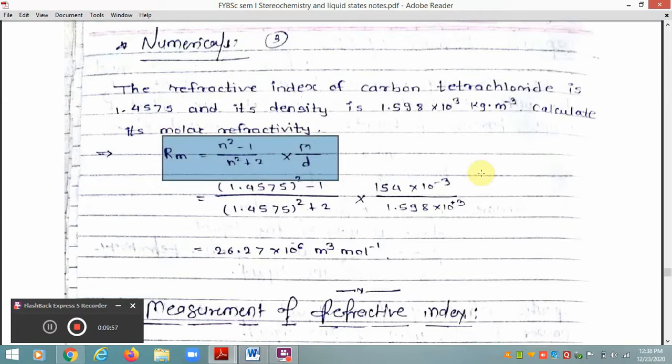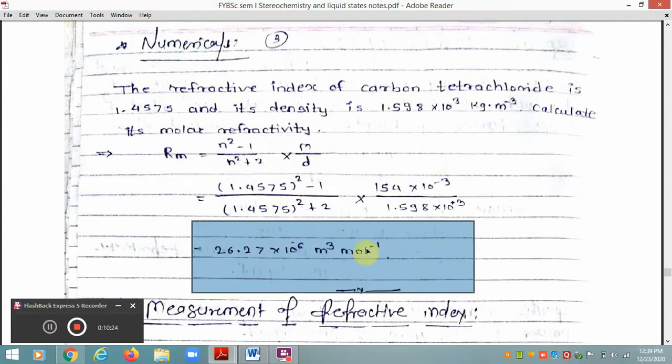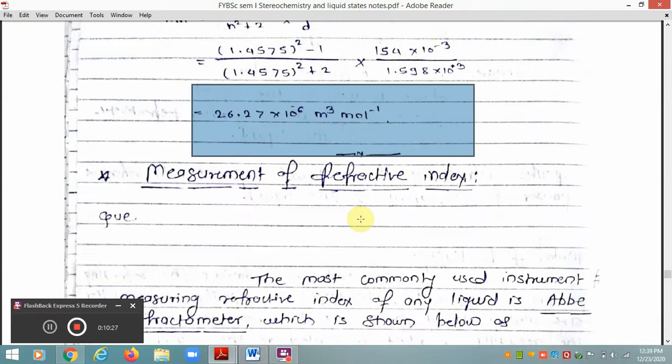Here there is one short numerical. Molar refractivity is directly given by the equation (n square minus 1) divided by (n square plus 2) into M upon d. Already we know the values of refractive index, the density is also given, and we know the molecular mass of carbon tetrachloride, that is 154. So definitely in kg it will be into 10 raised to minus 3. By putting all these values and by simplification we will get the molar refractivity equal to 26.27 into 10 raised to minus 6 meter cube per mole.